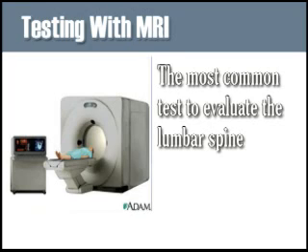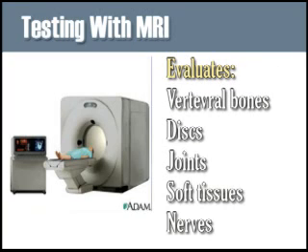So what are some of the common ways to evaluate the lumbar spine? That's the use of MRI. MRI is designed to evaluate bones, discs, joints, soft tissues, and nerves. Its primary focus, though, is the soft tissue and the nerves, and seeing what's going on with the disc.